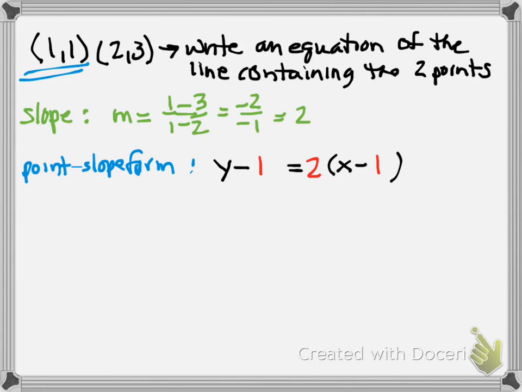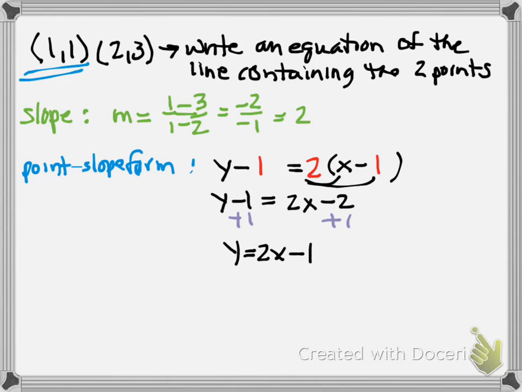How do we solve? Well, we distribute the 2. 2 times x is 2x. 2 times -1 is -2. And then we're going to go ahead and do opposite operations. We're going to add 1 to both sides. And we get y equals 2x minus 1.